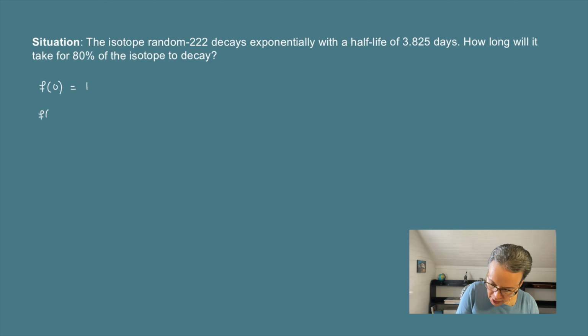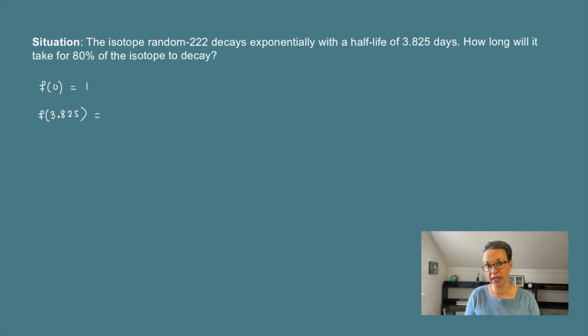But then f of 3.825. So at 3.825 days, that amount is not 1 anymore. That amount is exactly 1/2, because they told us that 3.825 is the half-life. By telling us that it's the half-life, they're telling us that at this particular t value, the value of the function is half of what it was originally. So if it was 1 originally, it will now be 1/2. So this is now given information.